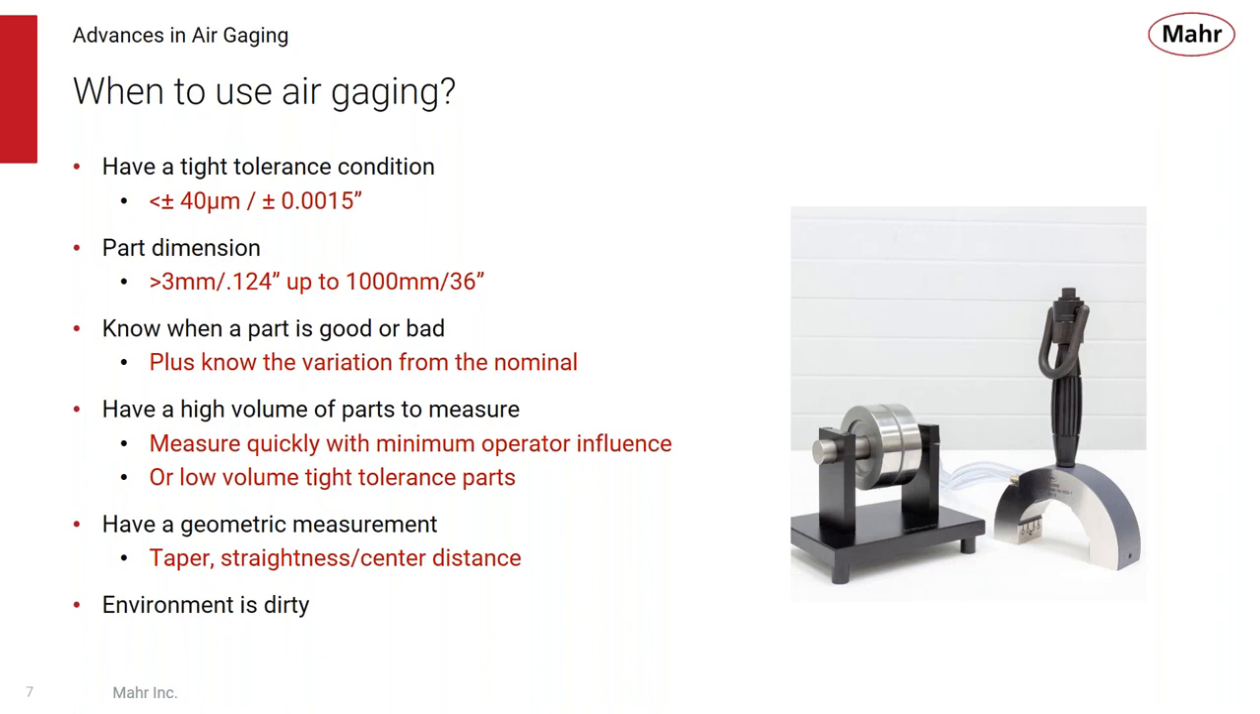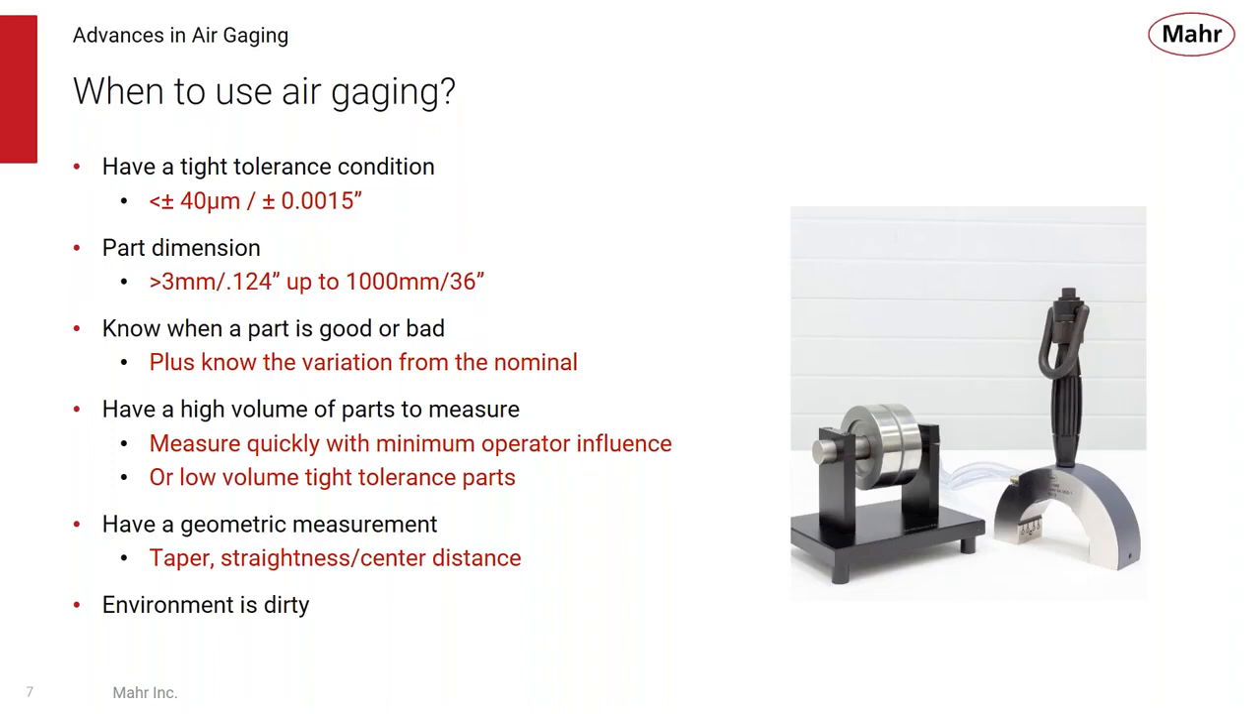It's good to know when, because it provides the variable data, it allows us to know not only if the part is good or bad, but how good or bad that part is for our data collection purposes. And because it's fast and easy, it's really good if you have a high volume of parts to measure. It measures those parts quickly with minimum operator influence. But if you have a low volume, very tight tolerance, and you want to measure it out at the point of manufacture, a custom air gauge may be the only way of doing that.